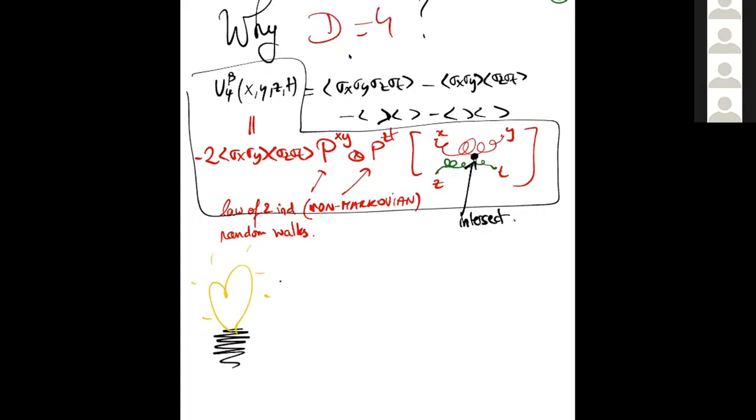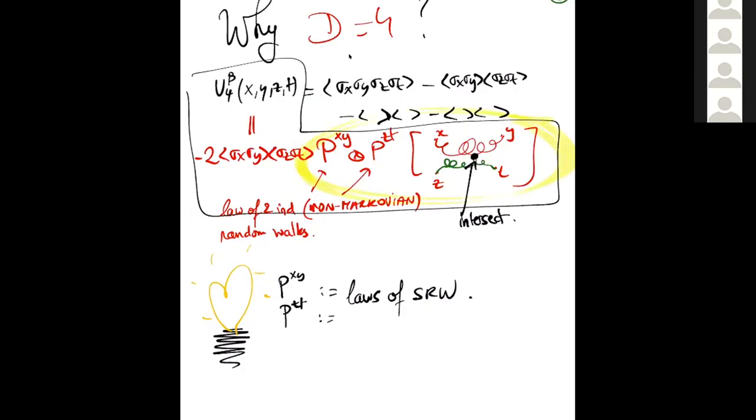Imagine for a moment that these are just laws of simple random walk. That it's not a non-Markovian process, it's actually a simple random walk. Well, it's very classical that if you take a simple random walk from X to Y and a simple random walk from Z to T, and let's say these four points are roughly a distance capital L of each other, then the intersection probability is going to be positive uniformly in L when you are in dimension 2 and 3. So this quantity here would be positive and would not tend to zero.